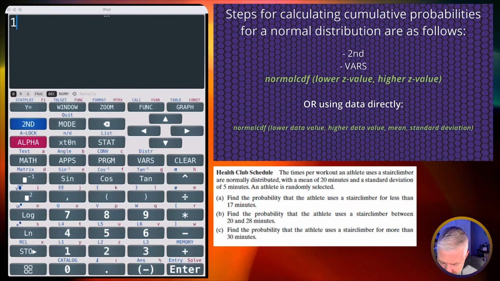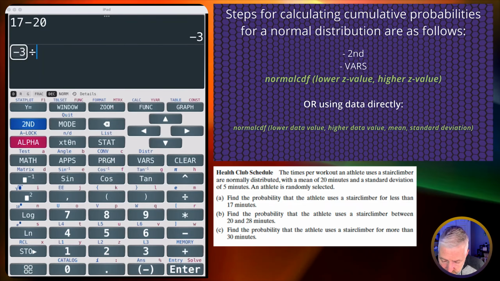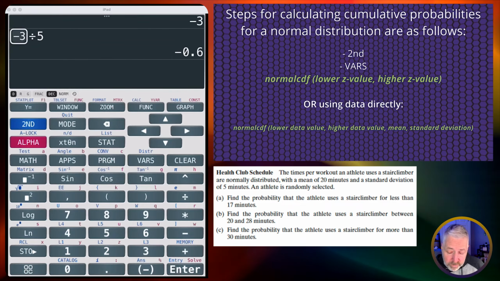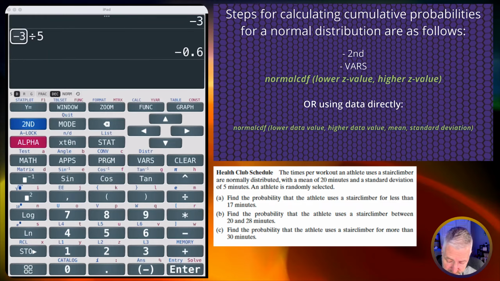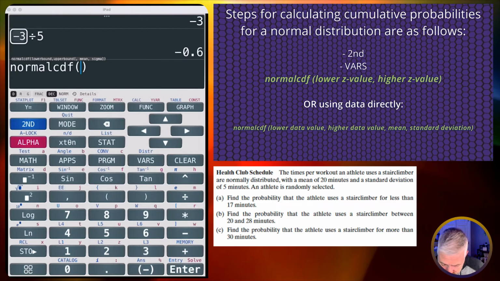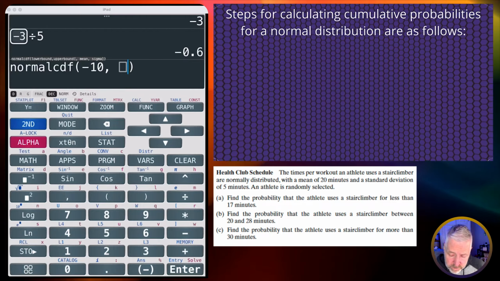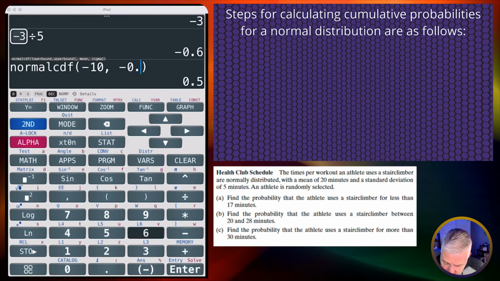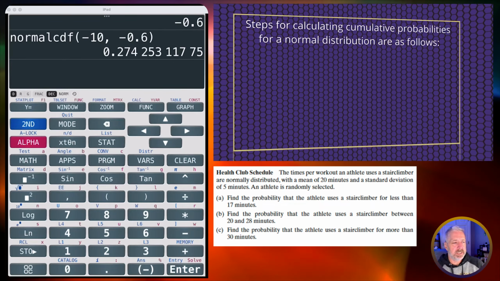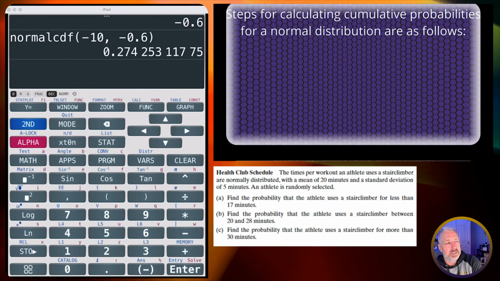Okay, so I've got my x value, subtract the mean, which was 20, divided by 5. So we're going from negative 10 to negative 0.6, so negative 0.6 repeating. Negative 10, which is the value that I like to use in my class, to negative 0.6. So there's the probability. So about 27%. So the probability that the athlete uses a stair climber for less than 17 minutes is 27%.